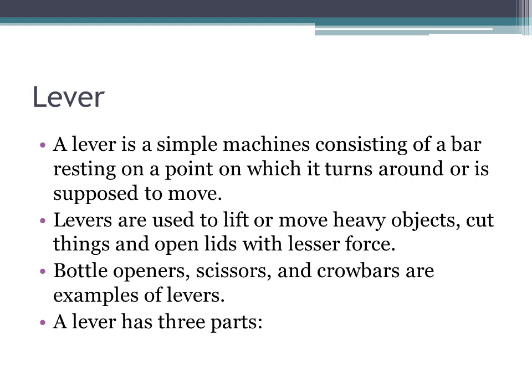Okay. So what are they? Let me recap. First, what is a lever? It is a simple machine. It consists of a bar resting at one point, and it can be turned around or is supposed to move. Why are we using this lever? To lift heavy objects, to move heavy objects, cut things and open lids with lesser force. Bottle openers, scissors and crowbars. These are all the examples.